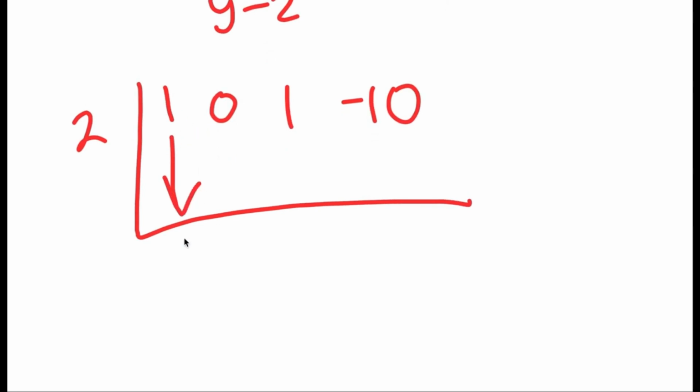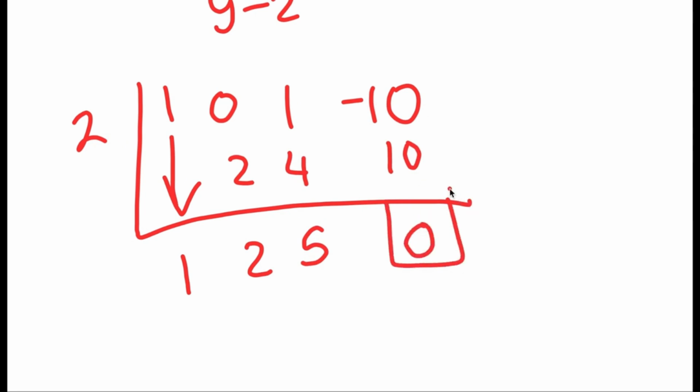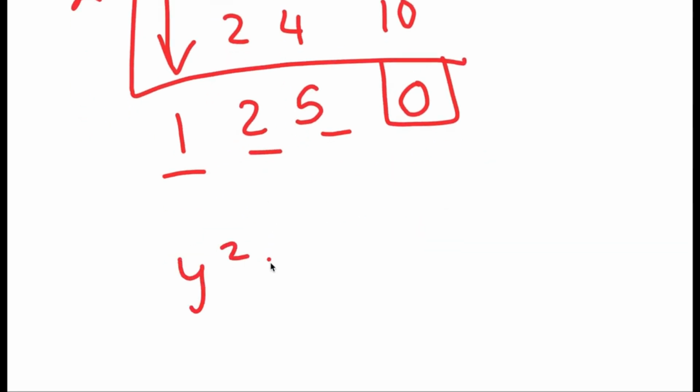So I'm going to first start by moving down my 1. 2 times 1 is 2. 0 plus 2 is 2. 2 times 2 is 4. 1 plus 4 is 5. And 2 times 5 is 10. Negative 10 plus 10 is 0. So I have a remainder of 0. And I'm going to use these as my coefficients. So I get y squared plus 2y plus 5.